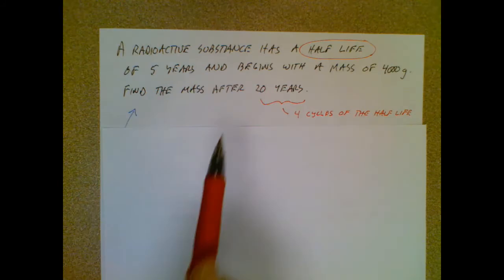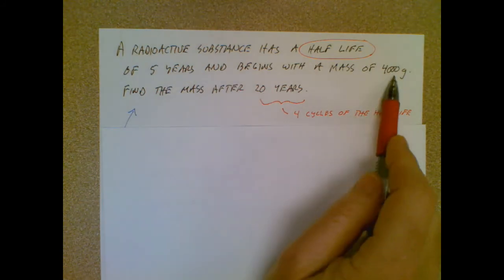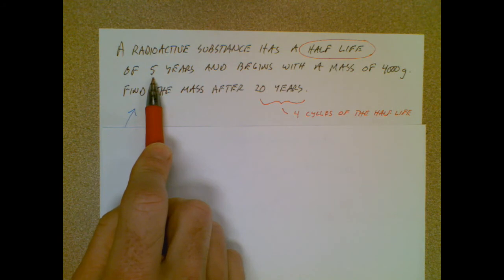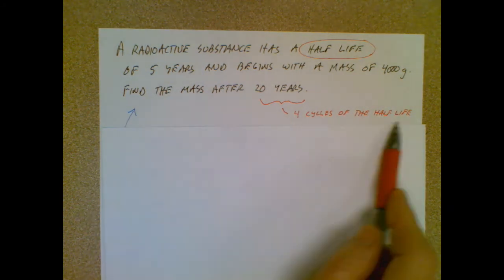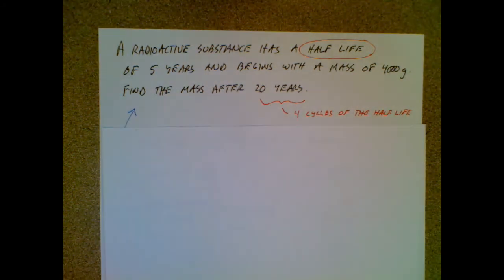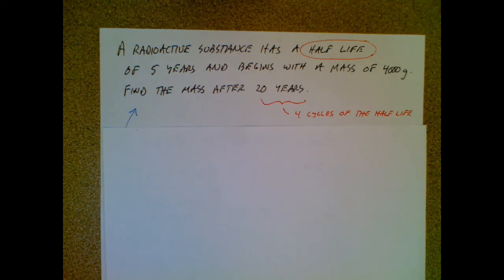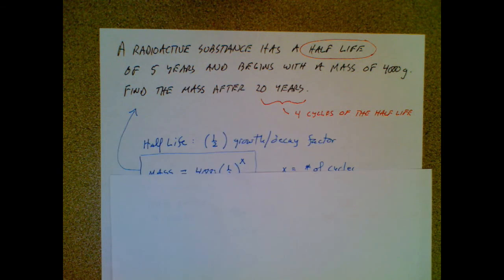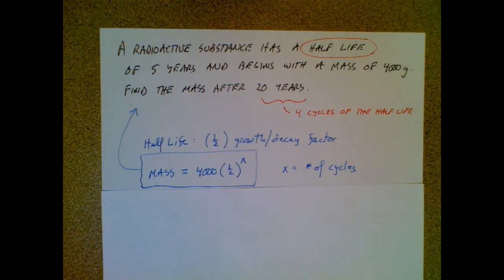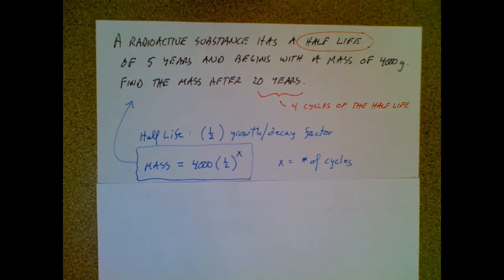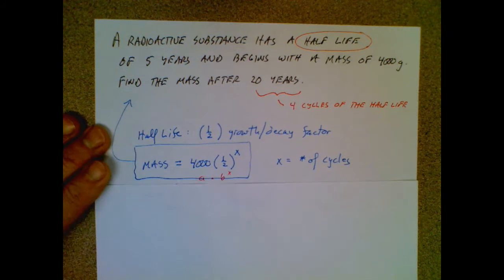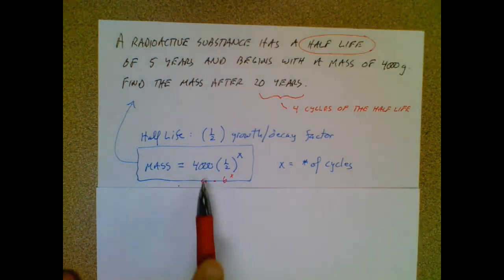So I want to find out the mass of this big blob after 20 years. Well, if a half-life is 5 years, that means I must go through 4 cycles of my half-life in those 20 years. 5 years, then to year 10, then to year 15, then to year 20 makes 4 cycles. I can represent that situation with an equation, and it's following the AB to the x idea. A times B to the x. A is my starting amount.